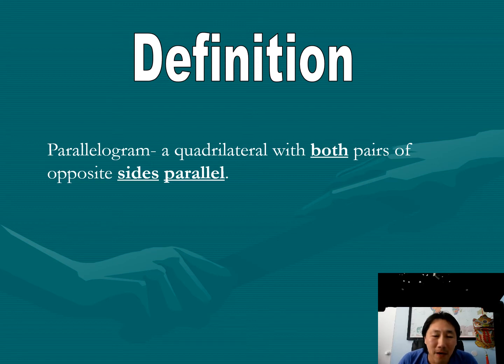All right, a parallelogram is a quadrilateral. So a quadrilateral is any shape with four sides, with both pairs of opposite sides parallel. So you have this side parallel and then this side parallel. So as long as you have two pairs of parallel sides, you have a parallelogram. So that's why we had the rectangle and the square, because they also had both sides parallel. All right.